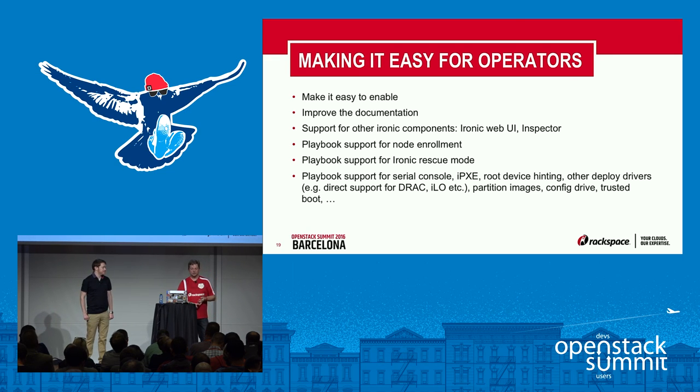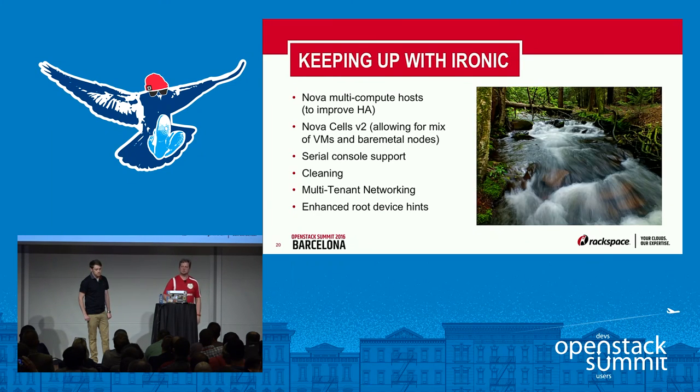iPXE, root device hinting, config drive, partition images, all kinds of other things that Ironic enabled there, but we haven't got variables for inside of the Ansible role to include as well. The other thing that we want to do is keep up with Ironic. You see, Ironic is a very active project. There's a lot of things happening upstream, and we want to make sure that we incorporate those changes and benefit from those things as part of the Ironic role in OpenStack Ansible.